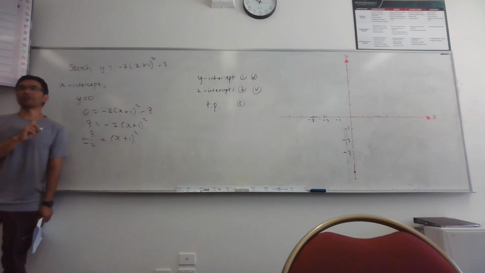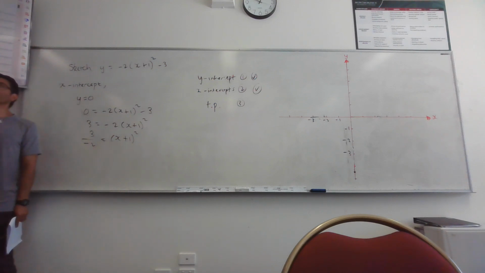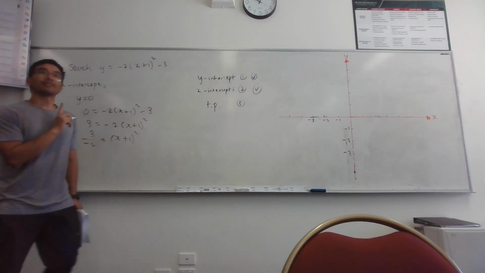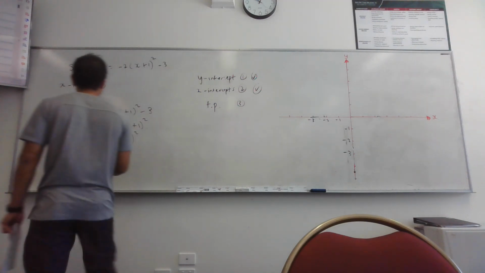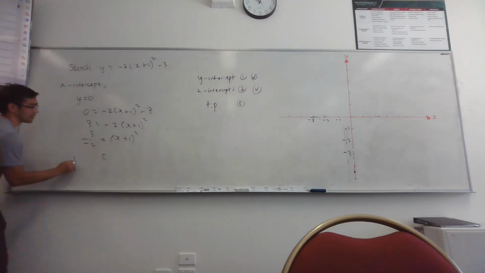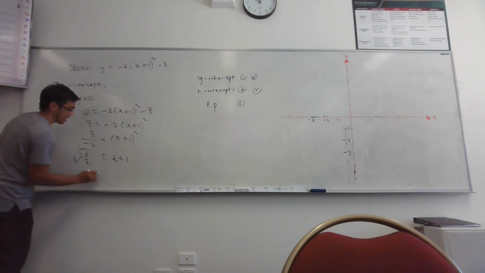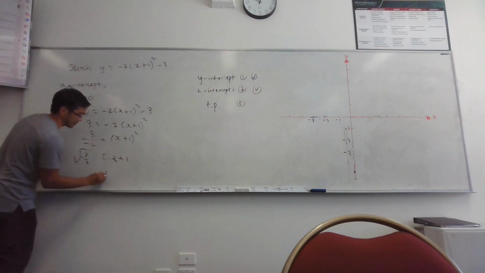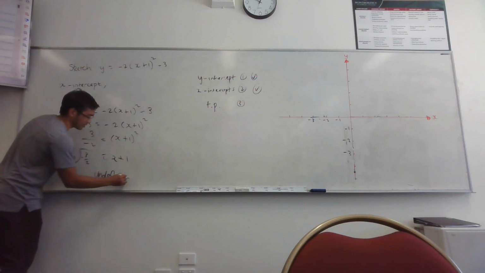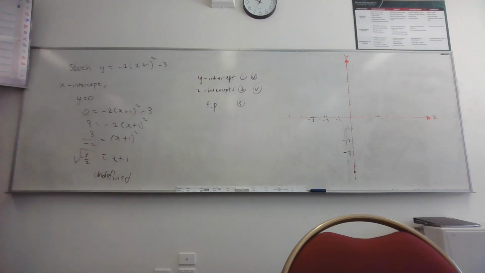Just by looking at this already, does everyone know what the conclusion is? It's going to be rejected because it's a negative. Yes, it is. Undefined, rejected, undefined. So there are no x-intercepts in this one.